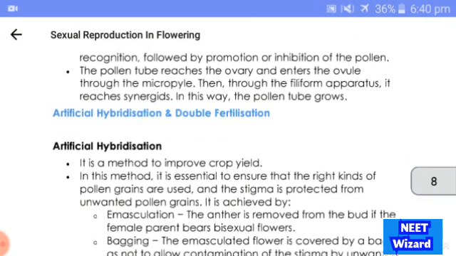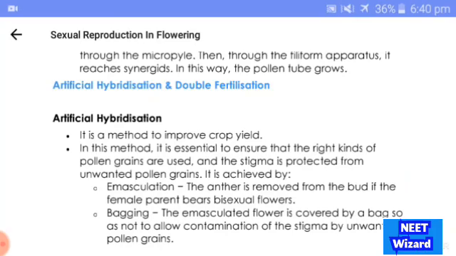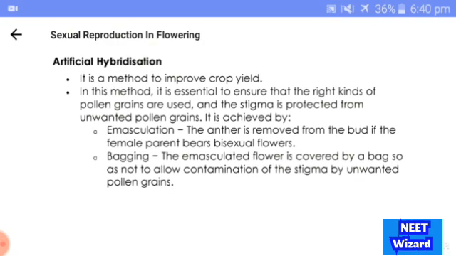Artificial hybridization and double fertilization. Artificial hybridization is a method to improve crop yield. In this method, it is essential to ensure that the right kind of pollen grains are used and the stigma is protected from unwanted pollen grains. It is achieved by emasculation.